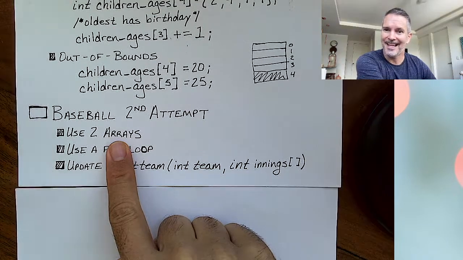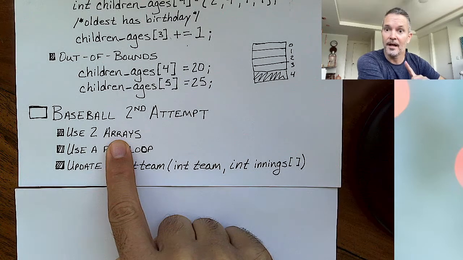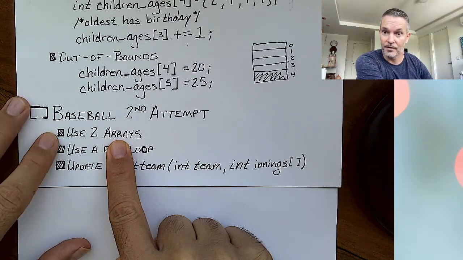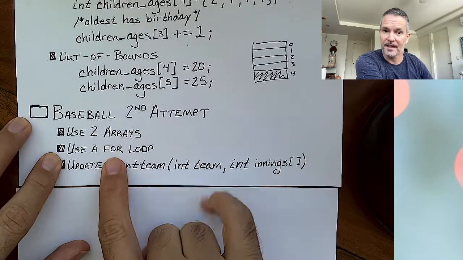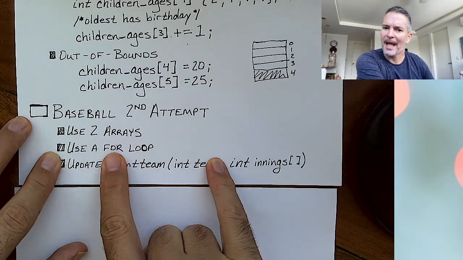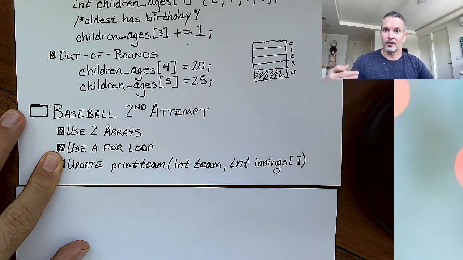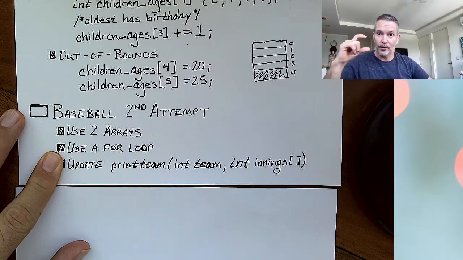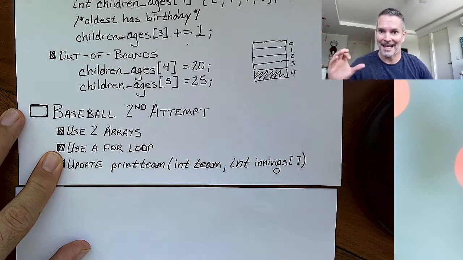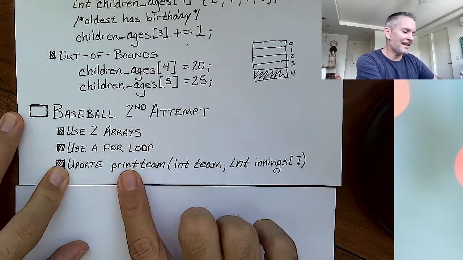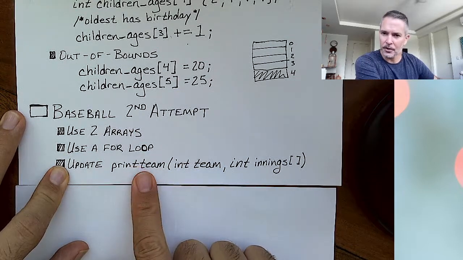Instead of having 9 individual variables, I can just have 1 array with 9 elements. So use arrays instead of using 9 variables. Second, use a for loop so we don't have to actually write code for every single inning. We can just write one piece of code for an inning and loop through it 9 times. And lastly, update the print team function.